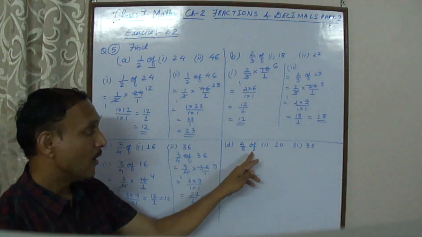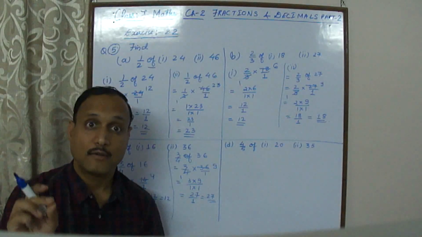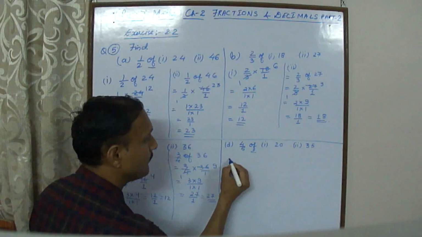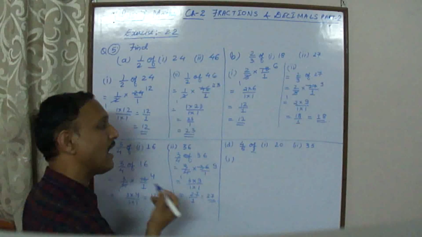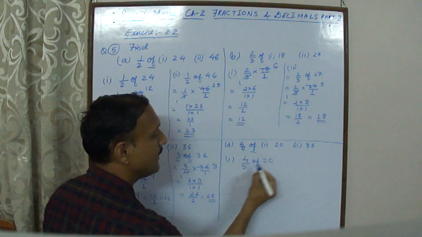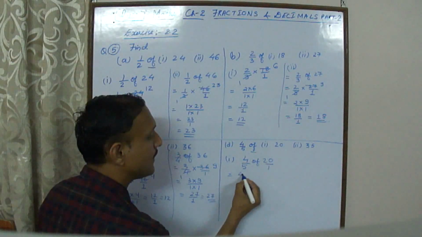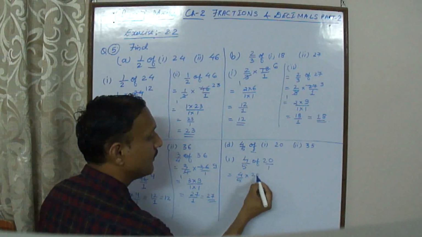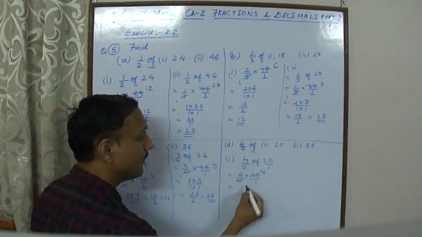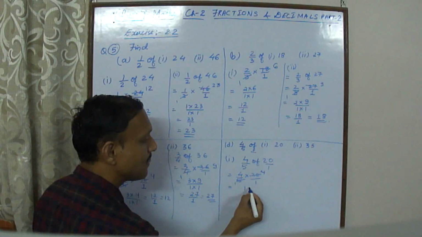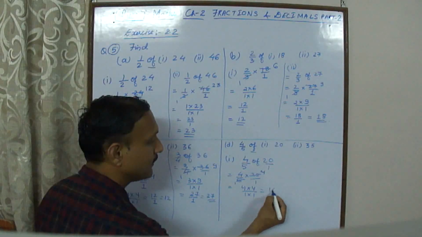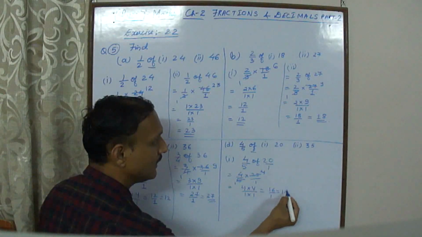And this "of" acts as an operator, multiply. Of is multiply. Again the last part, 4 by 5 of 20. Of means multiply, as we know very well. So multiply: 5 fours are 20, now 4 fours are 16. 4 into 4 and 1 into 1. 16 by 1 means 16 only.